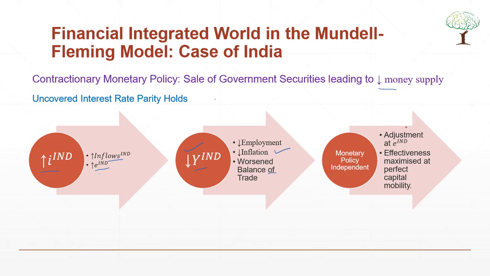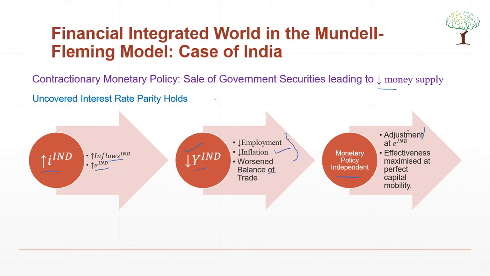So obviously in this case what we are saying is that money supply is not being reverted. You have more control over what you want to achieve in terms of employment, inflation, etc. So your monetary policy is independent. The adjustment is happening at the exchange rate.